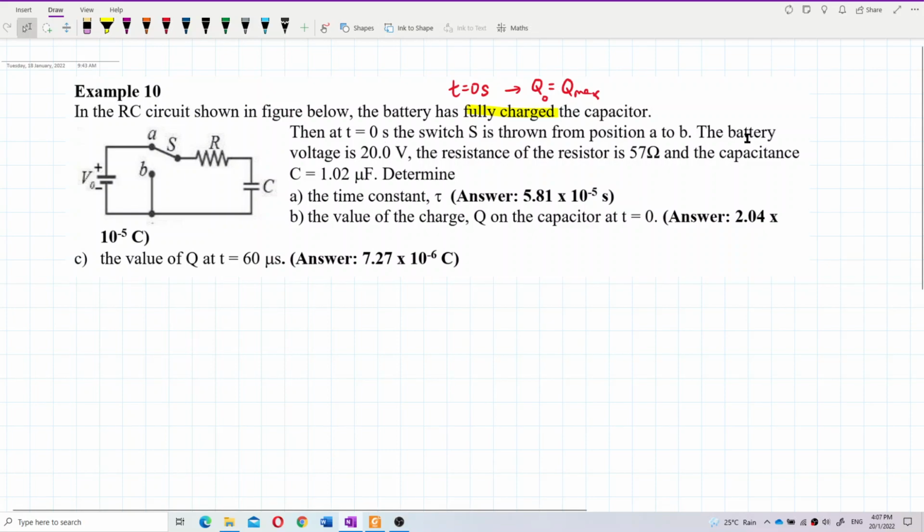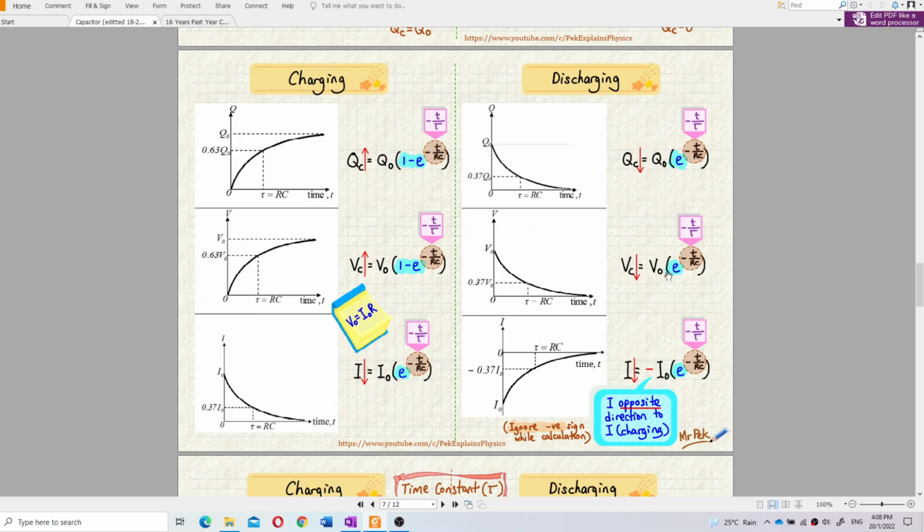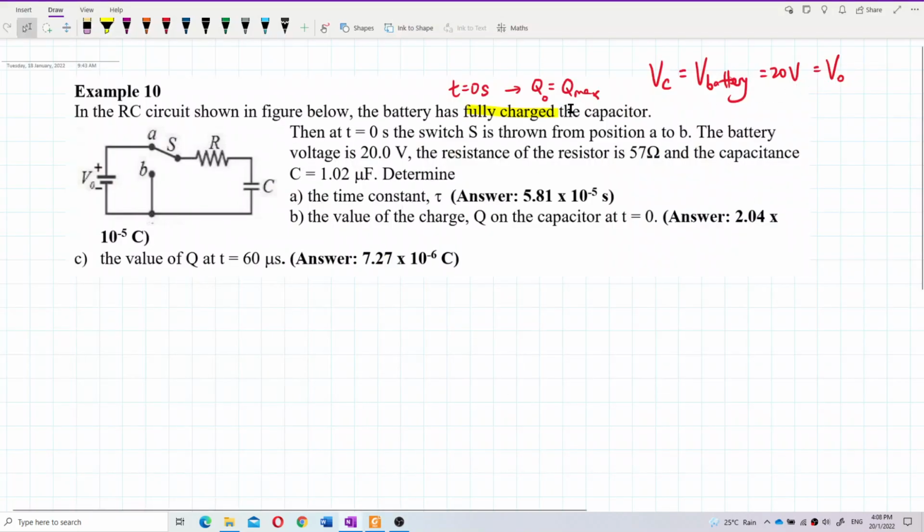The battery voltage is 20 volt. When it's fully charged, the voltage of the capacitor is equal to the voltage of the battery at 0 second, which is 20 volt. This is the initial maximum charge, actually the maximum voltage.